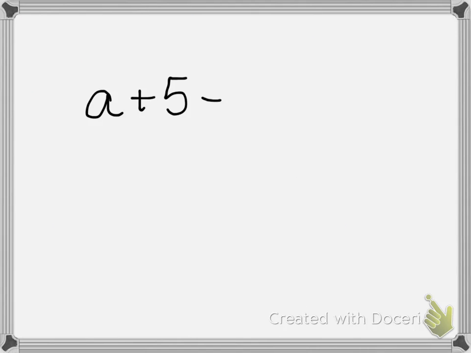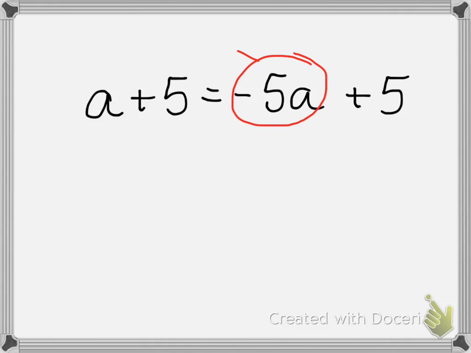Next up, a plus 5 equals negative 5a plus 5. Now what needs to happen is, because we have two variables here, we're going to have to move all the letters on one side and all the numbers on the other. We don't like negative variables because it adds an extra step. So if we have an opportunity to move it across, we move it across to make it positive.